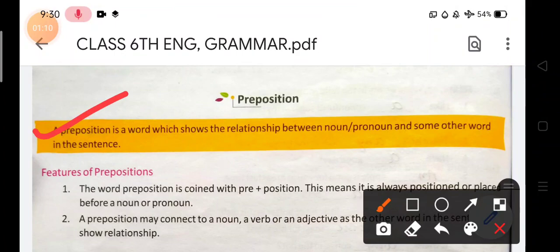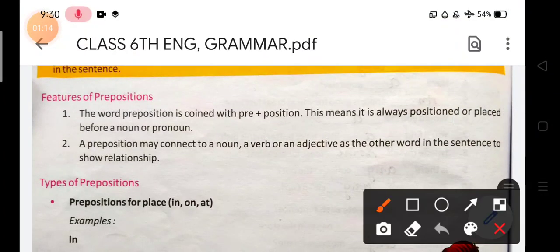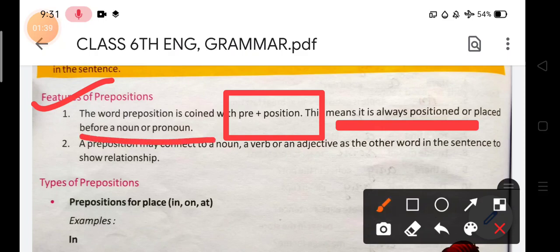After that you will understand some next features about this, and after that we will proceed to the next part. So listen, features of the preposition once again so that you can revise. The word preposition is coined from pre and position, because I have told you already, preposition एक ऐसा word है जो दो word से मिलके बना है, pre and position. This means it is always positioned or placed before a noun or pronoun.